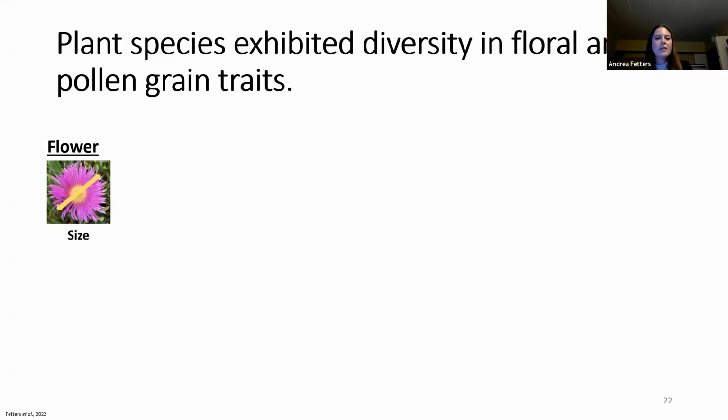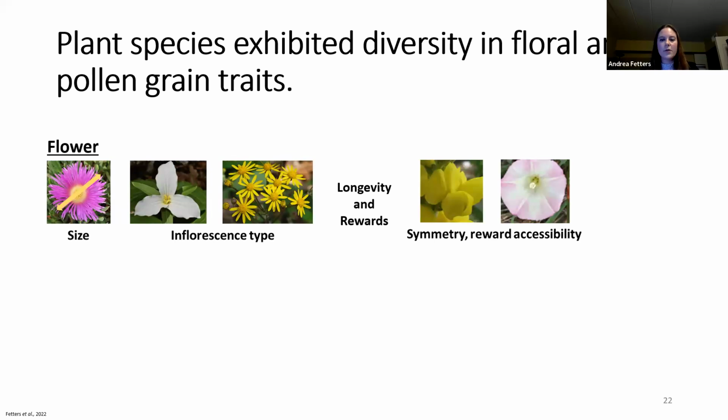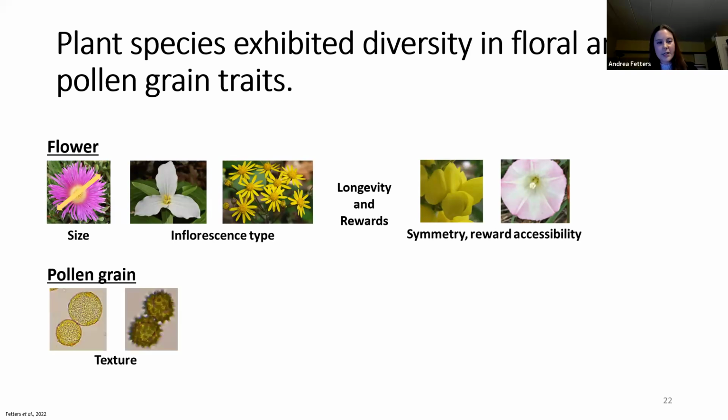The traits included flower size, the inflorescence type, so whether a plant has just a single flower or multiple flowers presented at a time, longevity, or for how long a flower lives, reward type, and so whether a plant has nectar or pollen or both, floral symmetry and reward accessibility, and pollen grain texture, and pollen grain size.